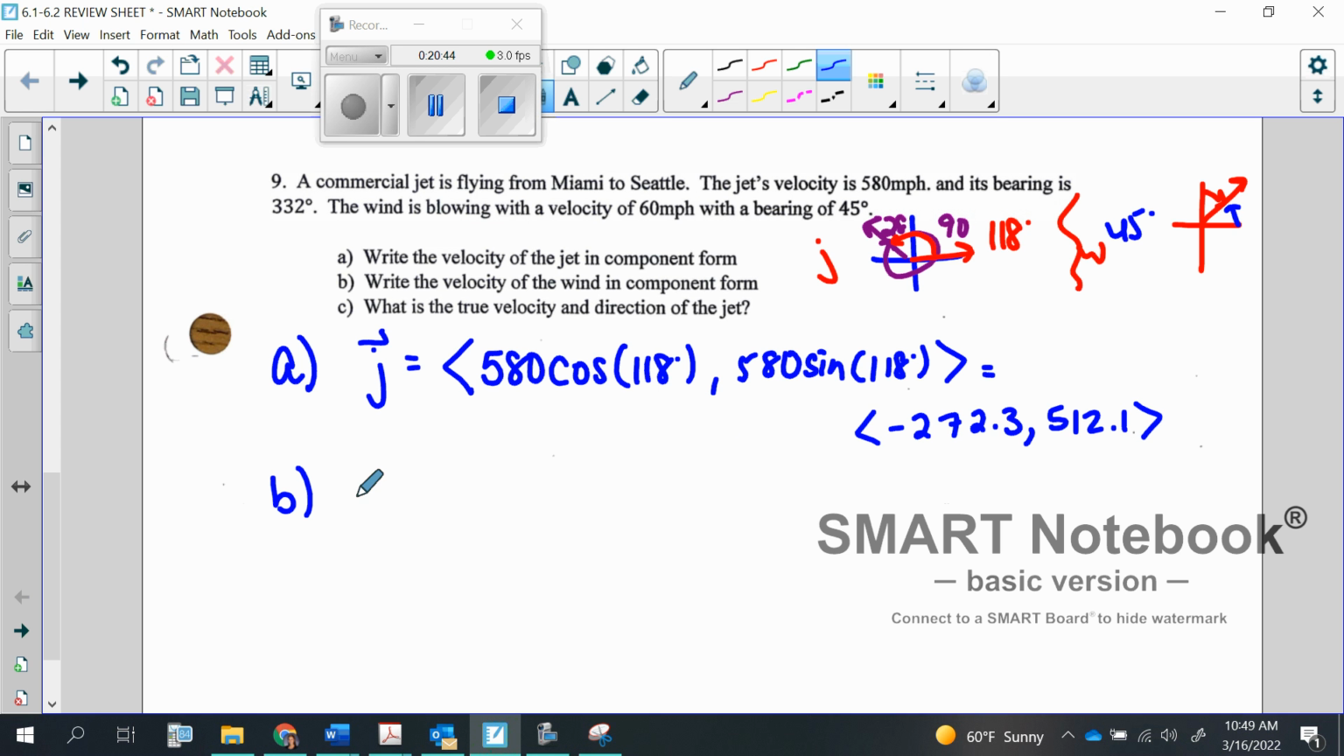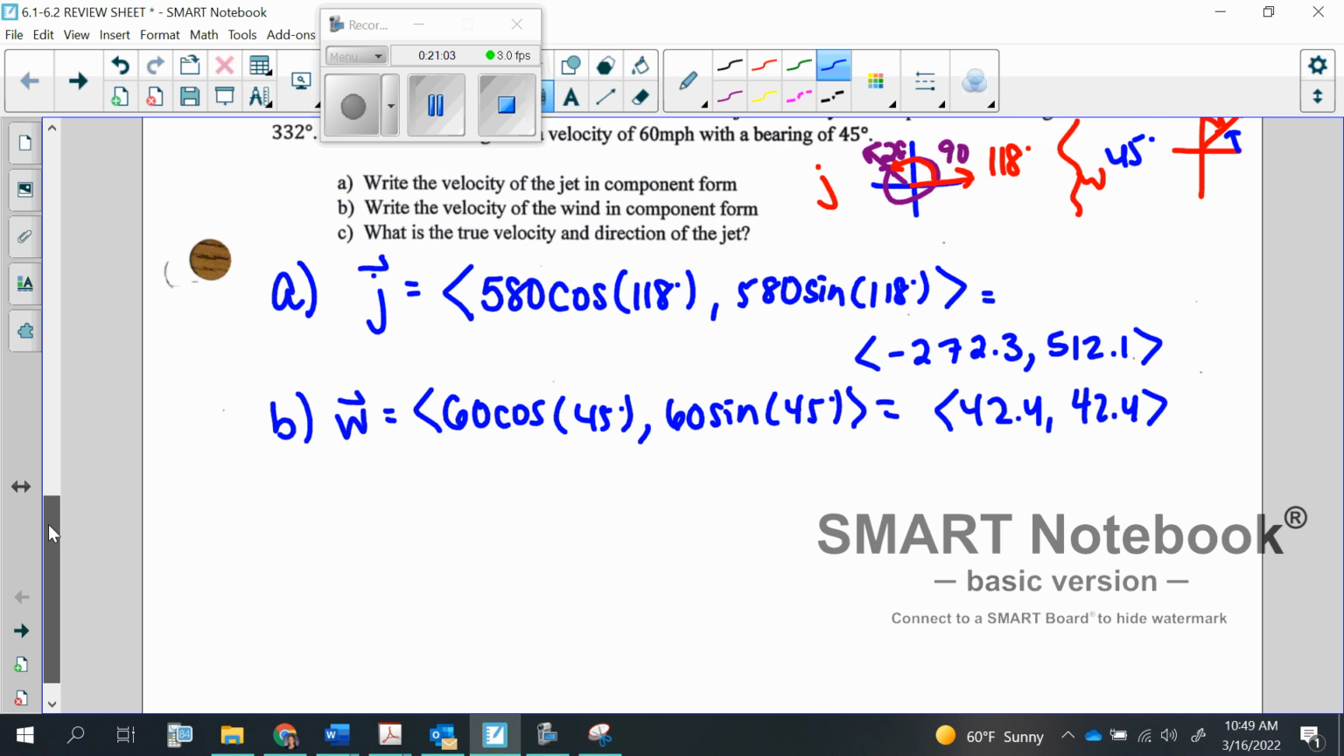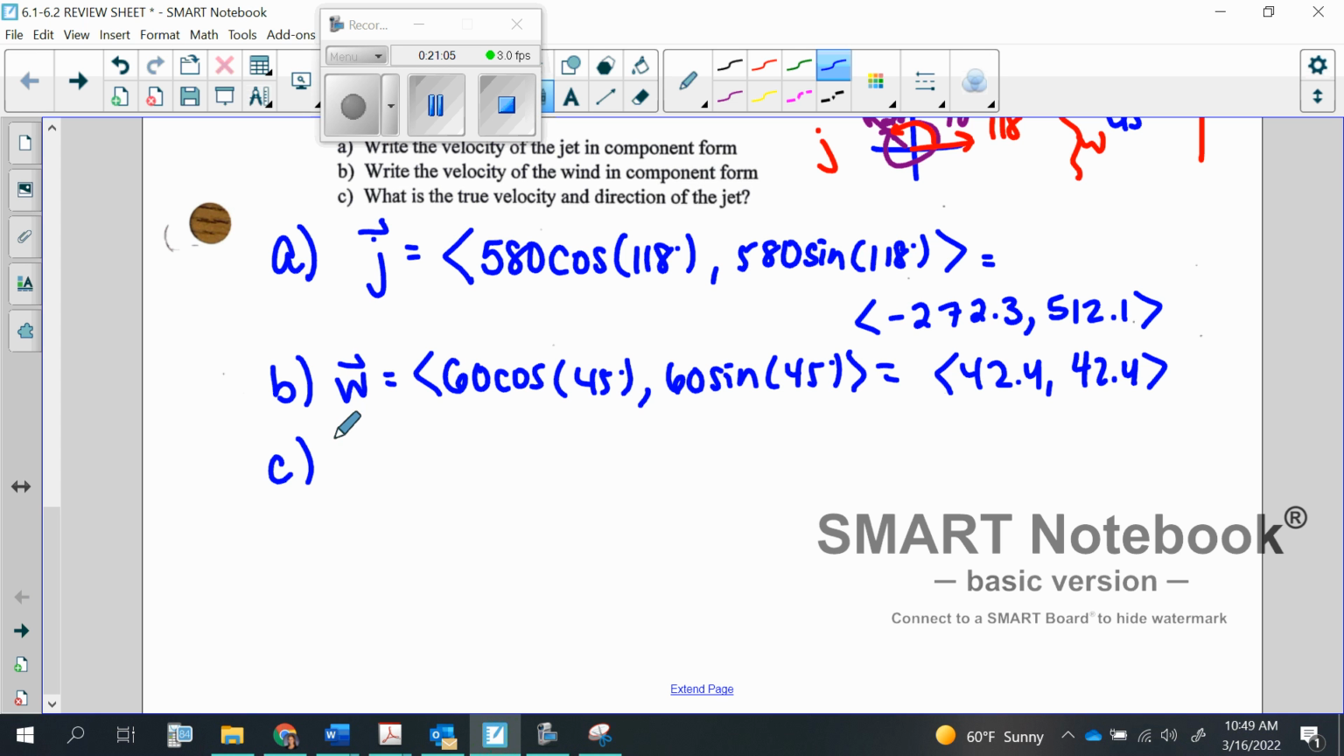Part B, the wind. So the wind is clearly not traveling as fast, 60 times the cosine of 45 degrees, 60 times the sine of 45 degrees. And if you simplify this, you're going to get about 42.4, 42.4, same thing, okay?